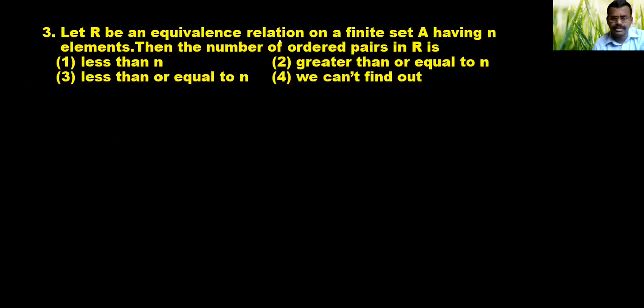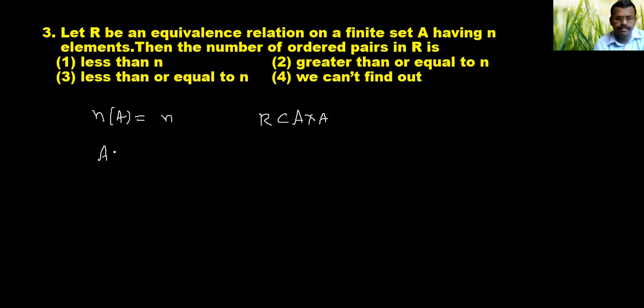Let R be an equivalence relation on a finite set A having n elements. Having n elements means what? N of A, the number of elements in A, is n. Then the number of ordered pairs in R is... See, already they mentioned R is an equivalence relation, and we know that R is a subset of A cross A. That means if A and B are two sets, then a relation is always a subset of A cross B. So the number of ordered pairs in R should be either greater than n, the number of elements in A, or equal to n.